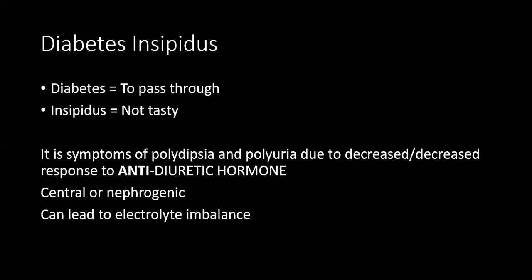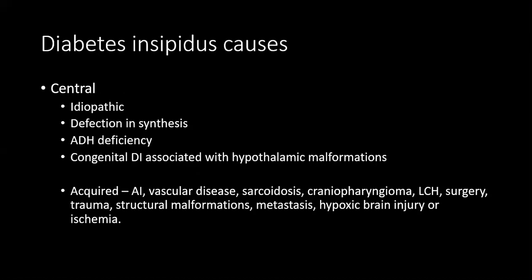So passing a lot of urine can lead to electrolyte imbalance as well. So the causes are central, so it can be idiopathic. There might be a defect in synthesis, and there might be deficiency of ADH, so it might not be made properly, or there might not be enough of it, and it can be congenital, again due to hypothalamic malformations.